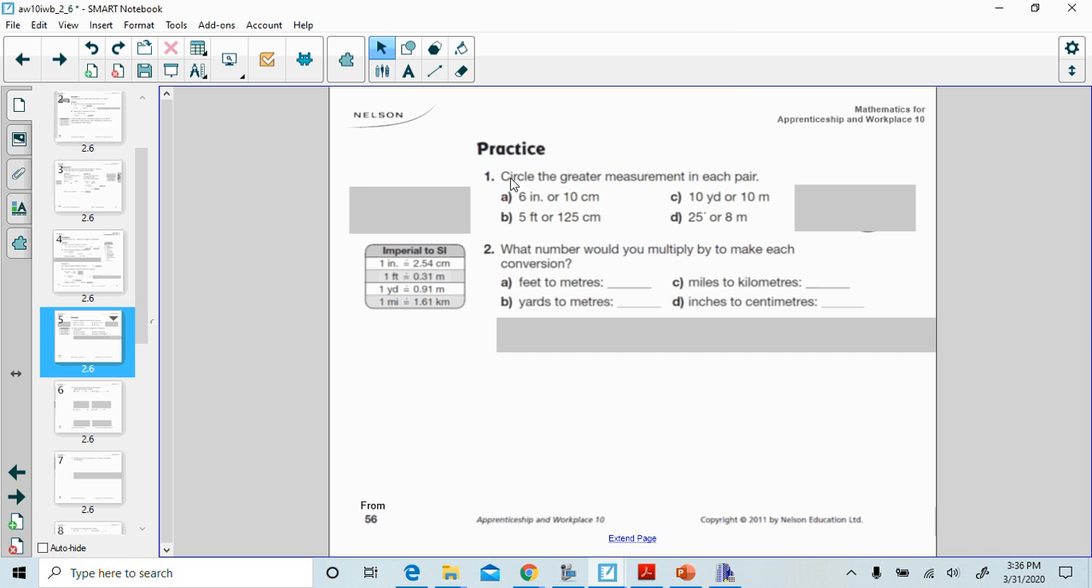So for the first one, you can see the question saying circle the greater measurement in each pair. You've got the 6 inches or the 10 centimeters, so we just want to think about how we are going to figure out the solution to this.